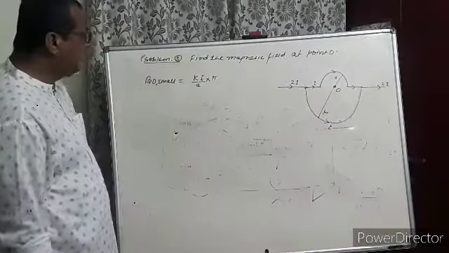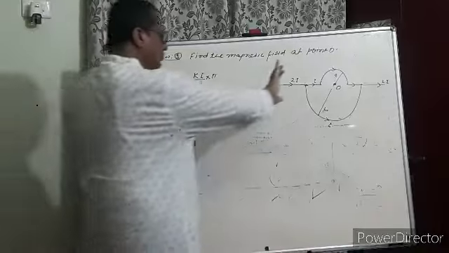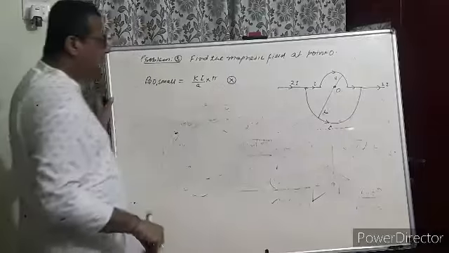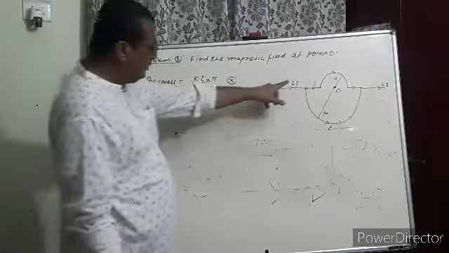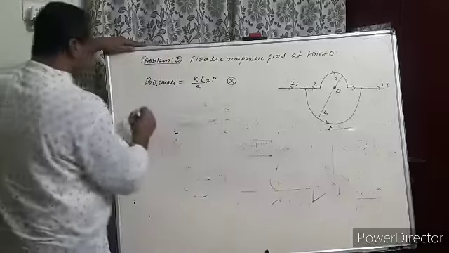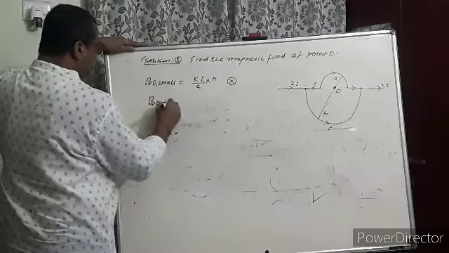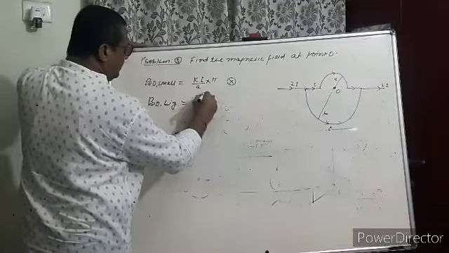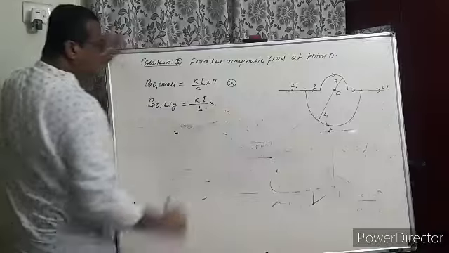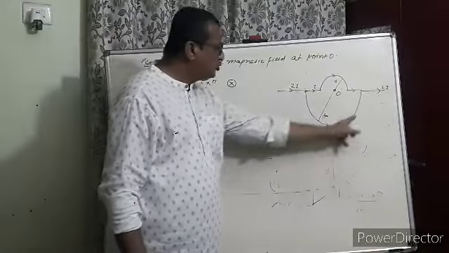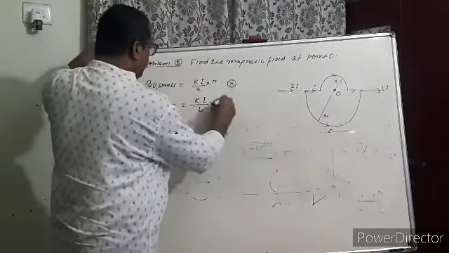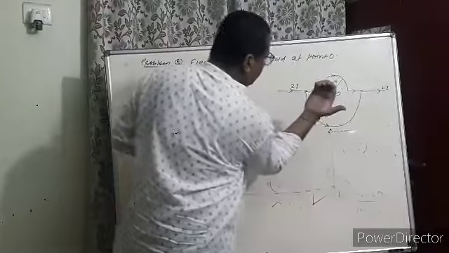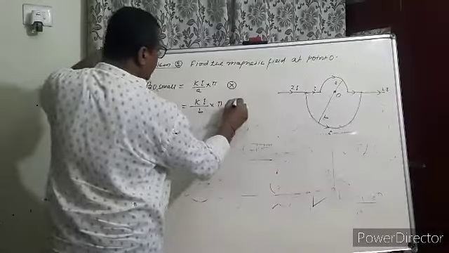K I by A into theta, and direction will be inward. Then same for the lower part: the magnetic field at O due to the big semicircle is equal to K I divided by B into pi, and the direction will be outward.